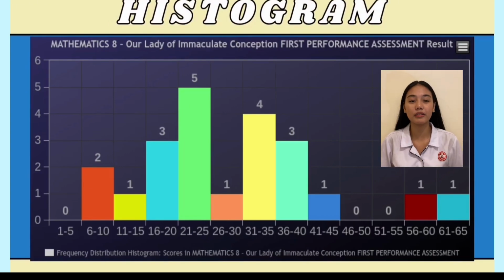The histogram shows that the majority of the bars in the lower to middle class ranges are taller than the bars in the upper class ranges. It indicates that the majority of the Grade 8 Our Lady of Immaculate Conception students in the first performance assessment in mathematics were in the lower to middle class range.